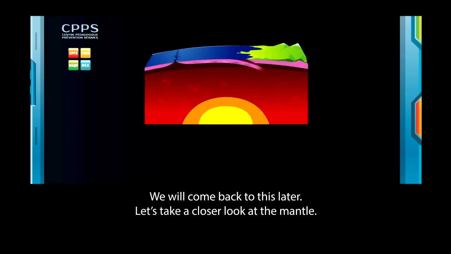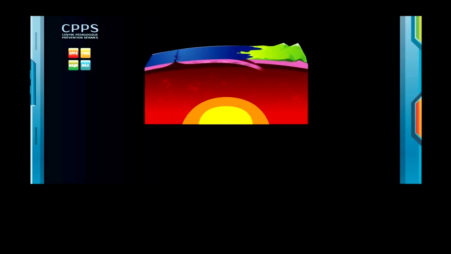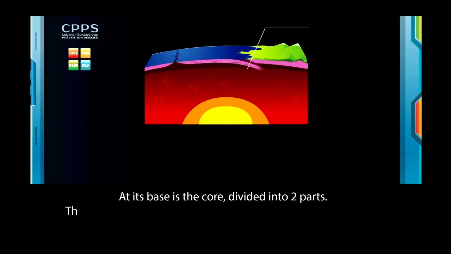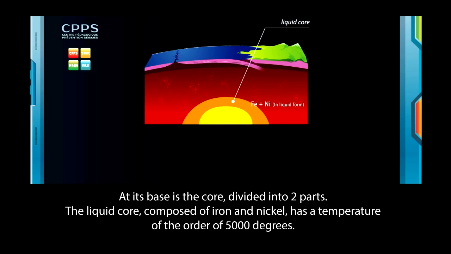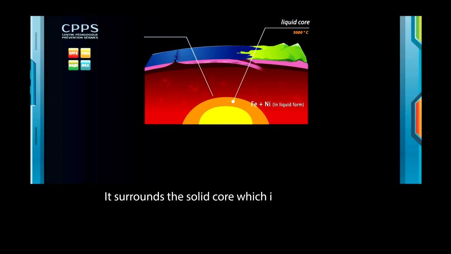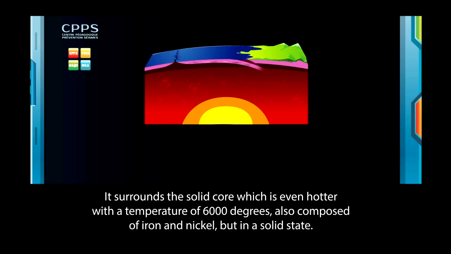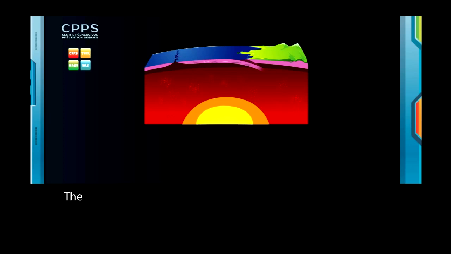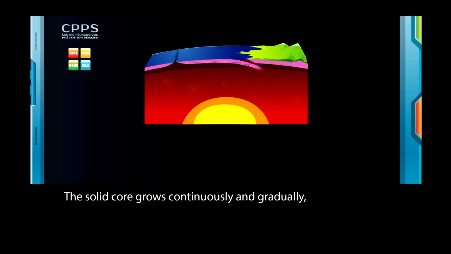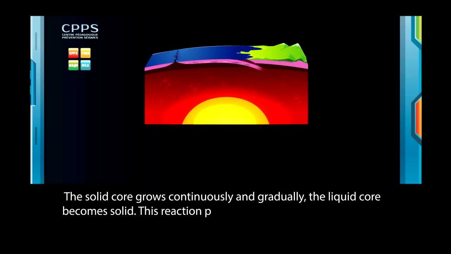Let's take a closer look at the mantle. At its base is the core divided into two parts. The liquid core, composed of iron and nickel, has a temperature of the order of 5,000 degrees. It surrounds the solid core, which is even hotter, with a temperature of 6,000 degrees, also composed of iron and nickel, but in a solid state. The solid core grows continuously, and gradually, the liquid core becomes solid. This reaction produces a lot of heat, and this heat diffuses into the rocks of the mantle.